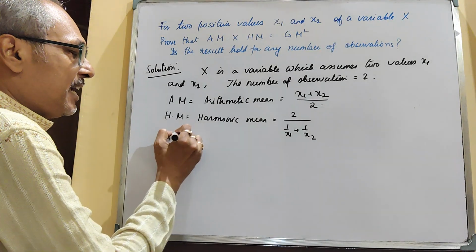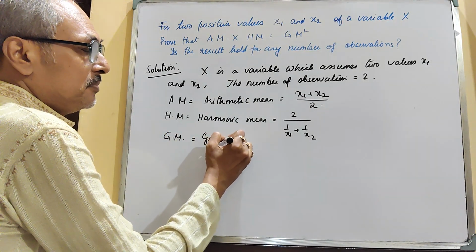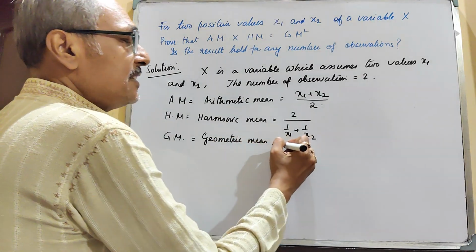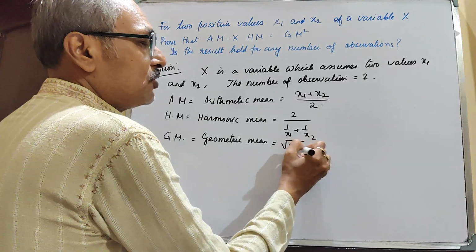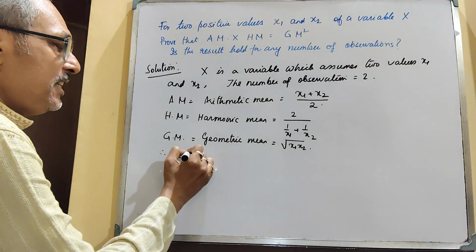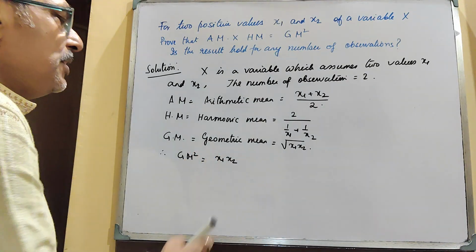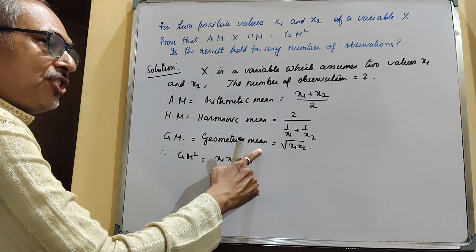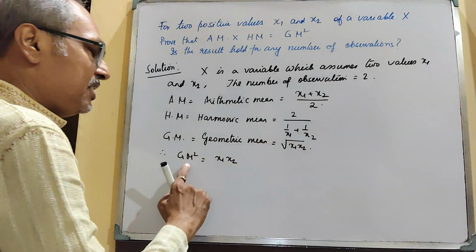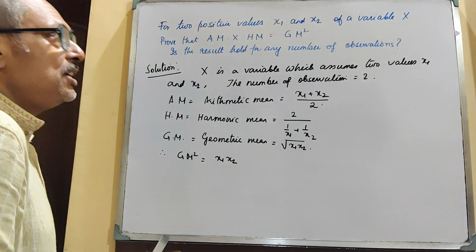Now what is GM? GM is geometric mean. That is under root x1 x2. Therefore, GM square equals x1 x2. Basically, we are squaring both sides.